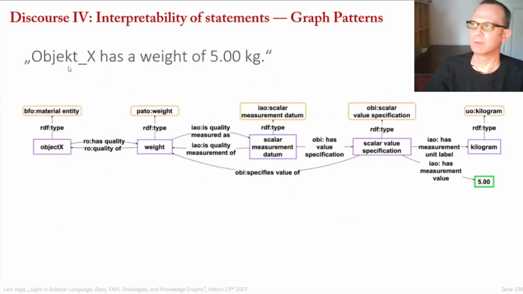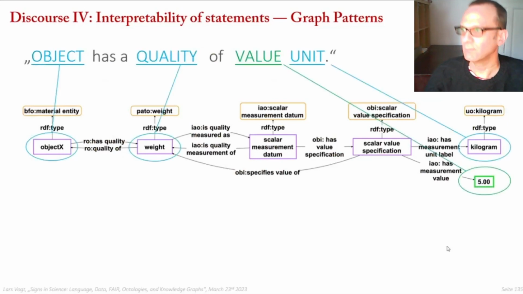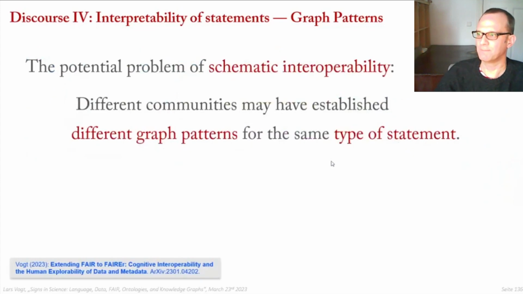So here we have the human readable statement, object X has a weight of 5 kilograms. And we have a certain pattern here where we have positions that take certain roles. So here we have the position of an object, here that of a quality, in this case weight. We have that of the unit and the measured value. And we can map them to our human readable statement, with the same positions and associated semantic roles. So it's basically the same. It serves the same purpose, just for machines here in a graph-based environment.